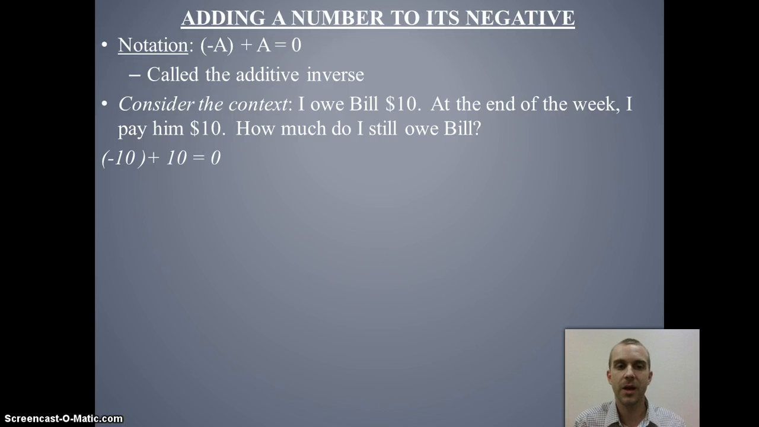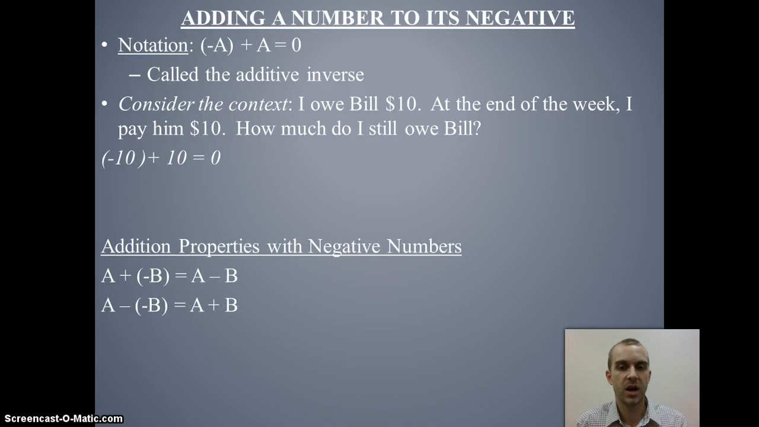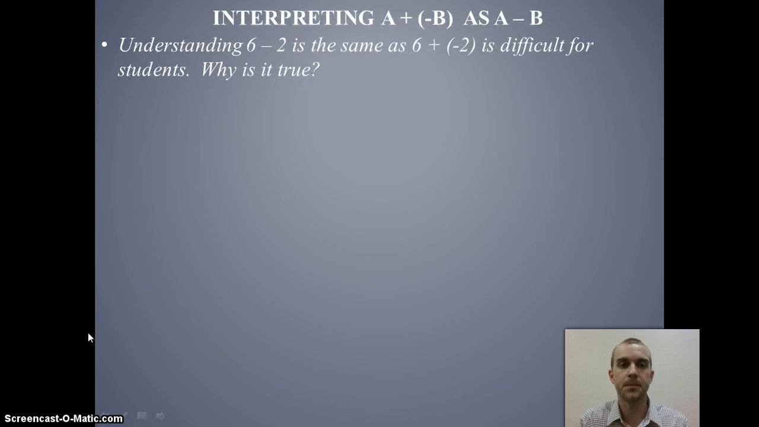Since I owed him an amount and I gave him the exact same amount back, I no longer owe him anything. We're square. Additional properties we'll be using are that a plus negative b is equal to a minus b, and then a minus negative b is equal to a plus b. Now let's show why this first one's true. We could do the exact same with the second one, but let's just take one.